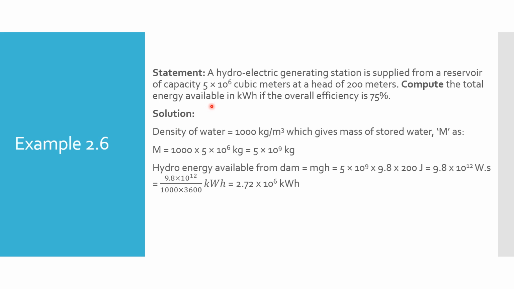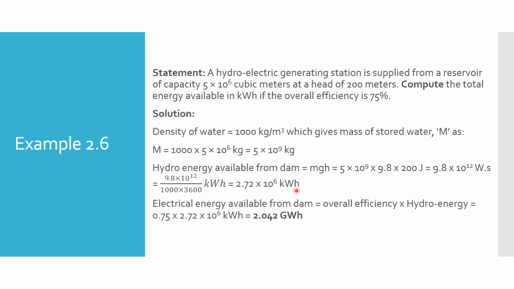They want to know how much electrical energy is available in kilowatt hours. To get the electrical energy, we have to multiply the total available hydro energy with the overall efficiency of the plant, which is 75%. So 75% of this energy will be available to us: 0.75 × 2.72 × 10^6, and that gives us 2.042 gigawatt hours of energy available from this plant. This is the electrical energy which we can produce from this plant of the given specification.